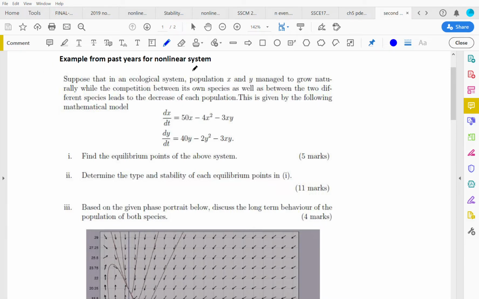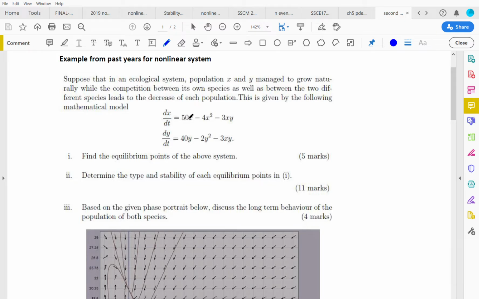Okay, here is an example for the nonlinear system. This kind of problem has two species, two populations. One is represented by variable x, another one represented by y. In the absence of either species, they would grow.